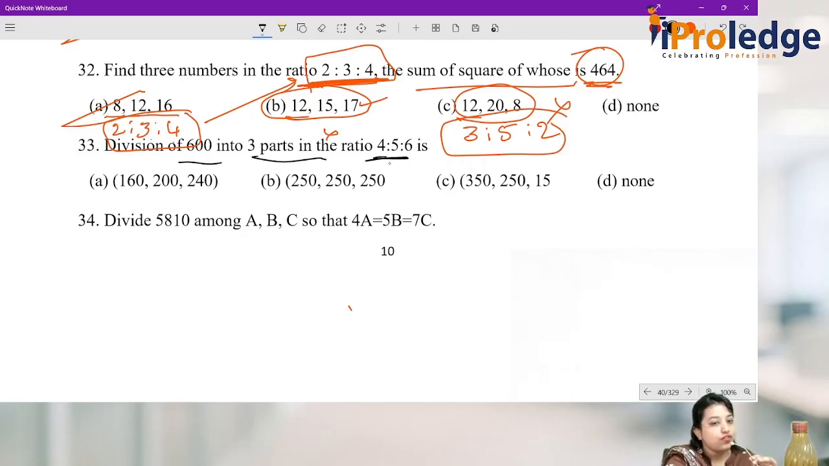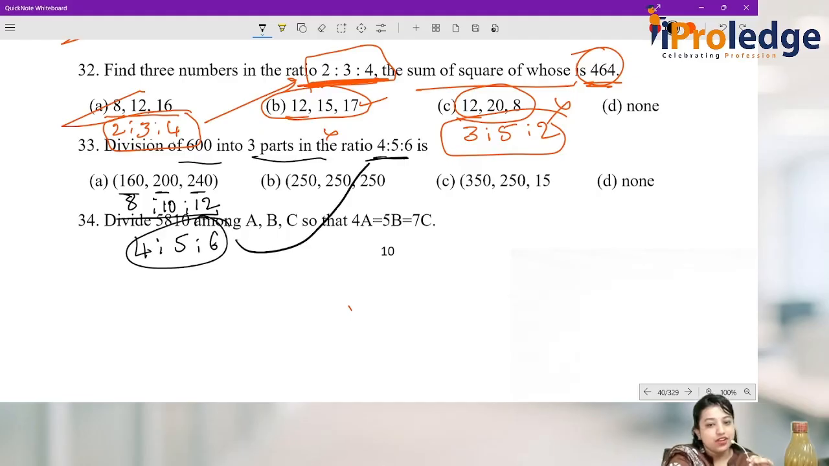Ratio 4 5 6. So, yeah. It was 16, 20, 24. Take 2. 2 8s are 16. 2 10s are 20. 2 12s are 24. Again we have a common factor. Again take 2. 2 4s are 8. 2 5s are 10. 2 6s are 12. Which is 4 5 6. Option B it is 1 1 1, and option C it is multiple of 5.